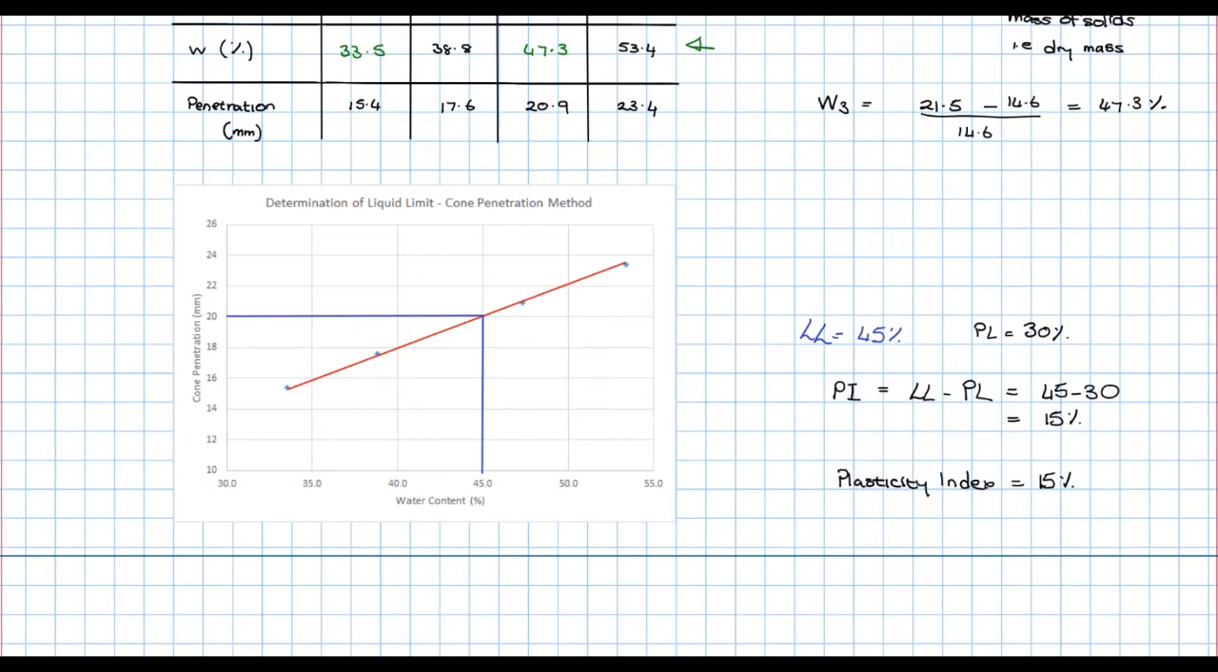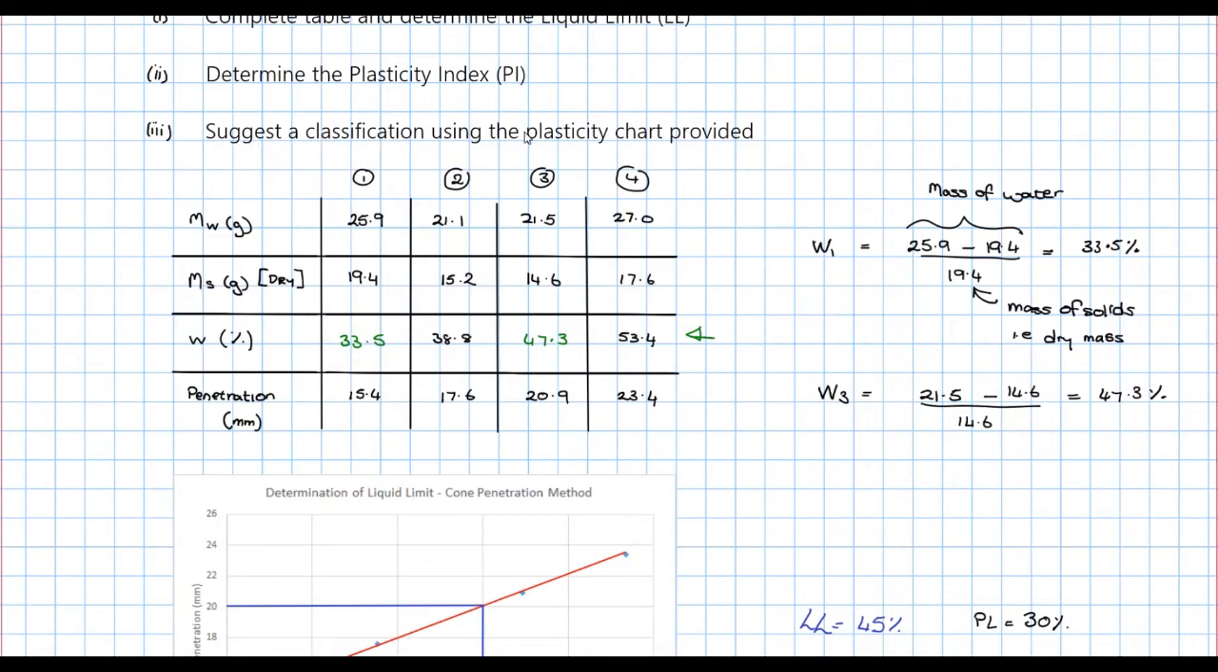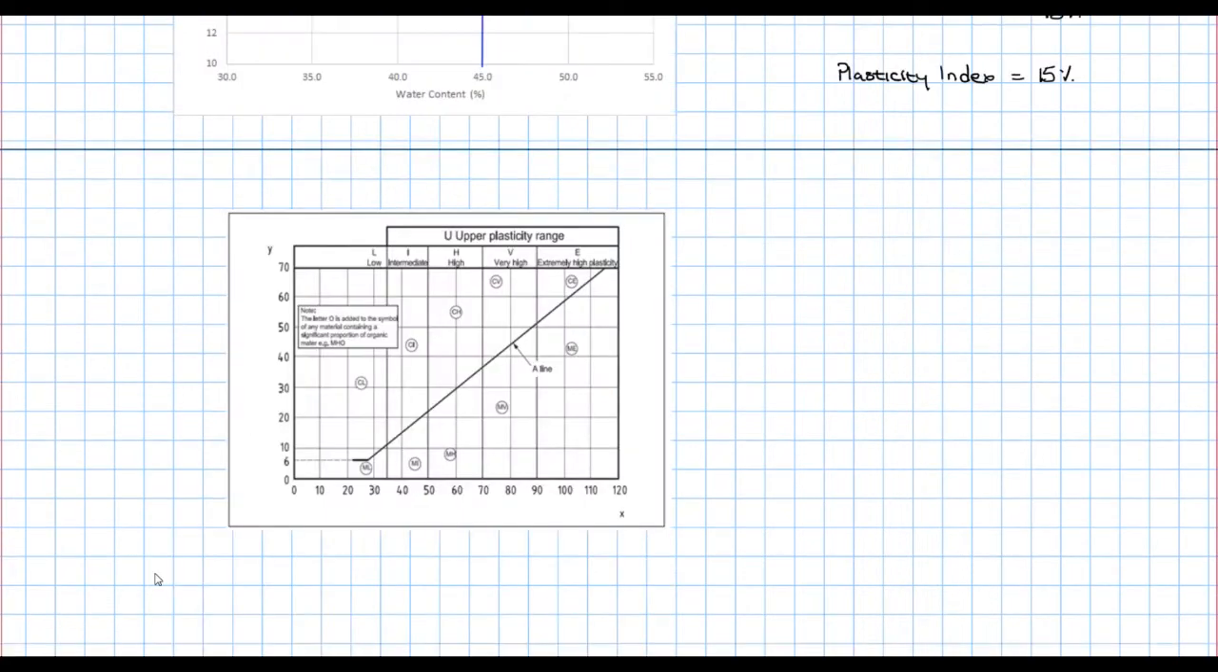And then the last part of the question asked you to suggest a classification using the plasticity chart provided. So don't forget this part. There are marks going, and you're throwing them away by not answering this part. Now the plasticity chart you were given in the exam gives you what the x and y axes are. So on the x-axis we have liquid limit, and on the y-axis you have plasticity index. So you have your plasticity index of 15%, so get a point at approximately 15%, and then your liquid limit was 45%.